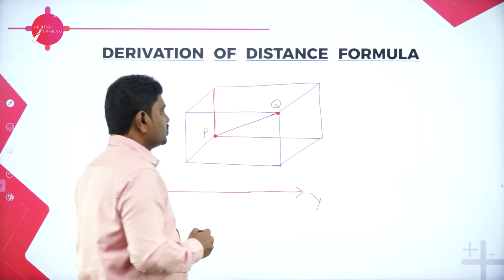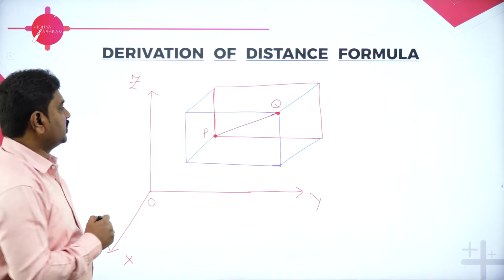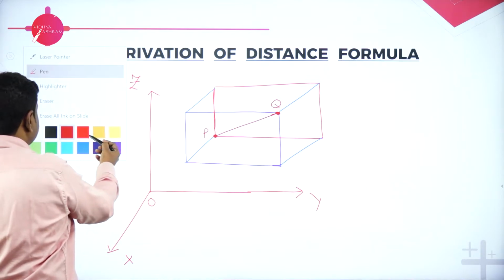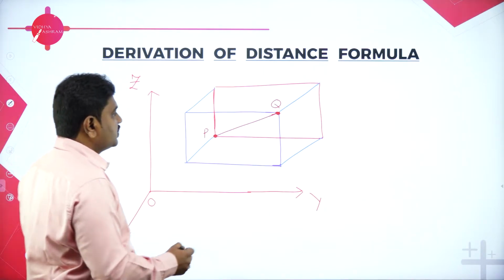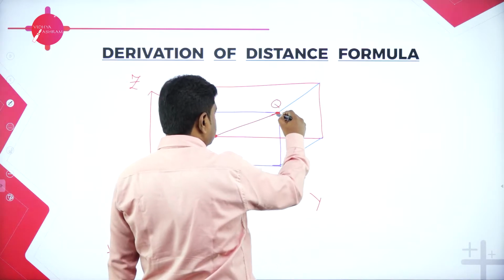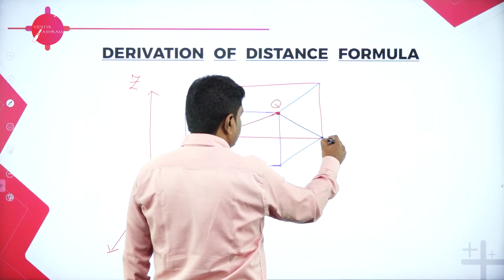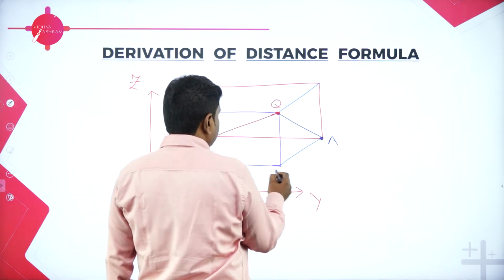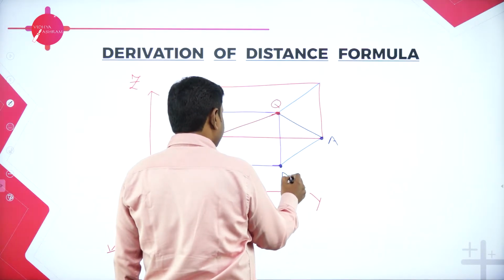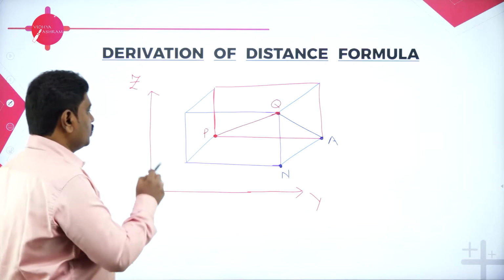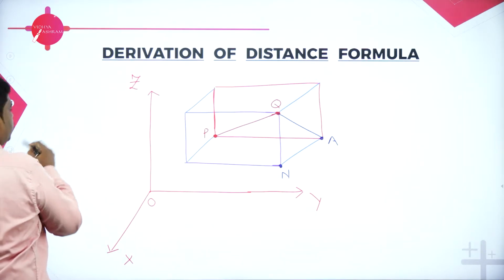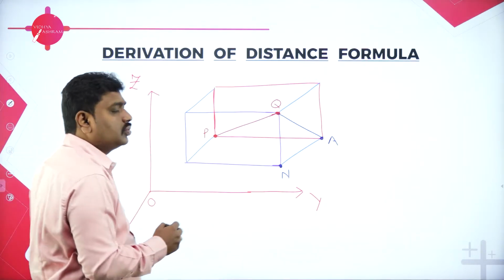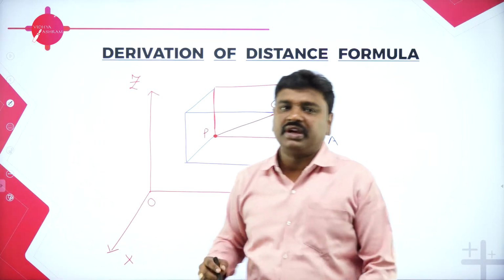We need to find distance between P and Q. For that extra construction, we'll consider one more triangle. Say I'll join this triangle, I call it as QA, Q to A. I'll join the diagonal, and also let us consider this as N, the other points. So now this diagram is important. So now we have 2 points, one is P, the other one is Q. So we'll take the coordinates of P and Q.